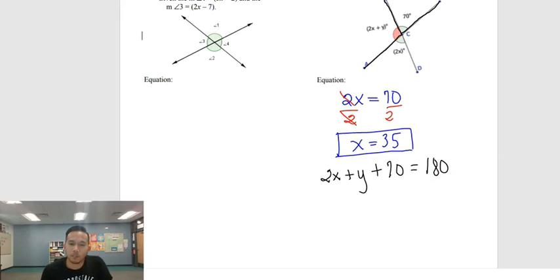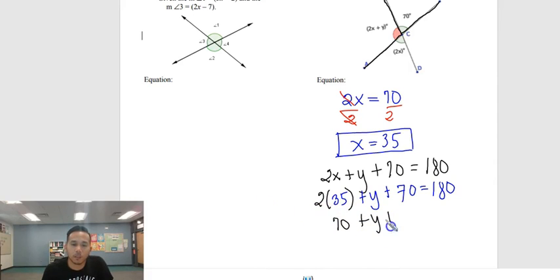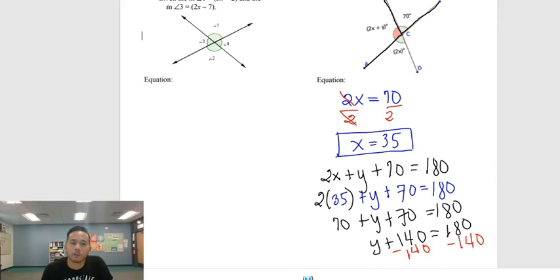Okay? So let's find the value of y because we have the value of x. So I'm going to plug in the value of x. What's the value of x again? Good. It's 35. So 2 times 35, which is 70, plus y plus 70 is equal to 180. So 70 plus 70 will give you y plus 140 is equal to 180. Subtract 140 from both sides. So what will be the value of y? Y is equal to 40.